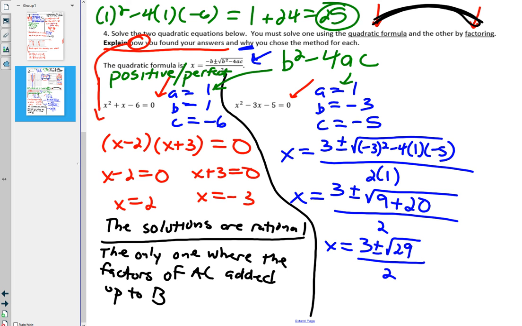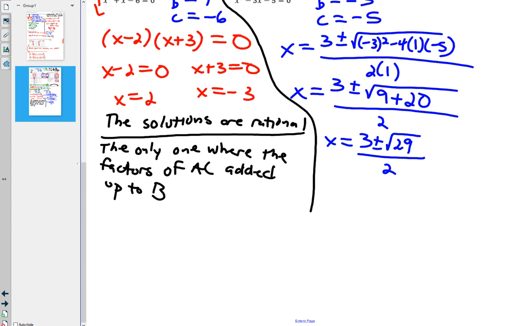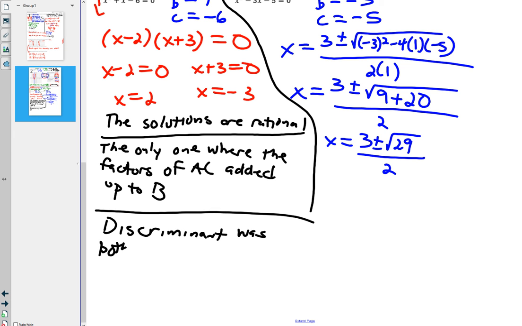Anything else? Any other discriminant? Negative, not perfect, positive, 0. Even though 0 sometimes could work with factoring, it would be a special case. Any other discriminant would be quadratic formula. But now we do have to write a narrative. And look, now that we've introduced this, you could even add that as another justification. You could say the discriminant was both positive and perfect. You can use that as a reasoning for factoring.